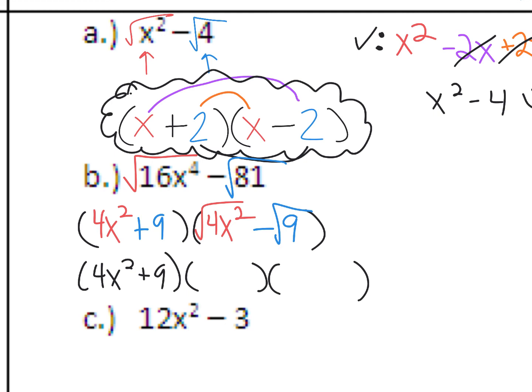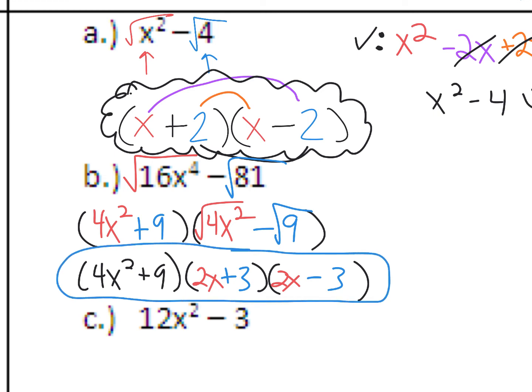So square rooting 4x squared, that's, I'm thinking 2x. Square root of 9 is 3. And then we throw our plus and our minus. And it's done. We are happy. That is a product of prime polynomials. That's the definition of completely factored. I can't factor anymore.